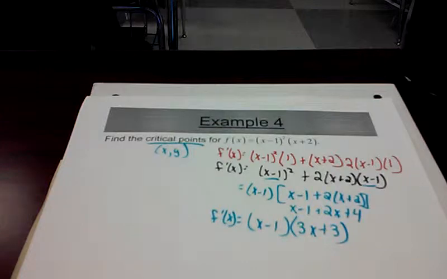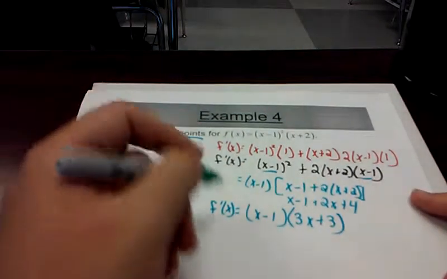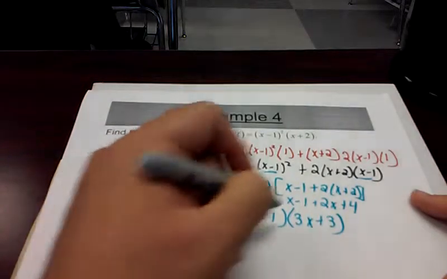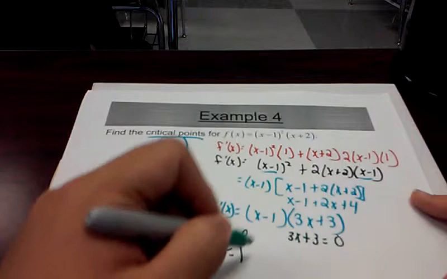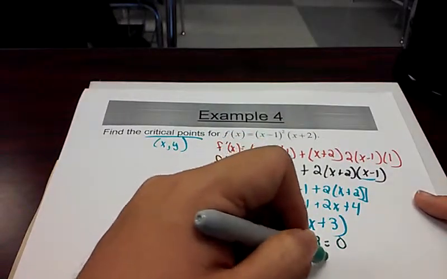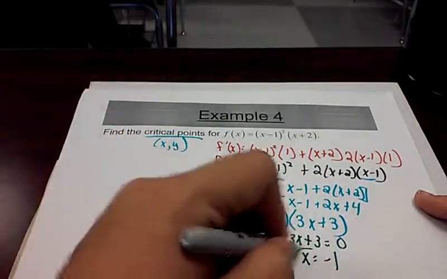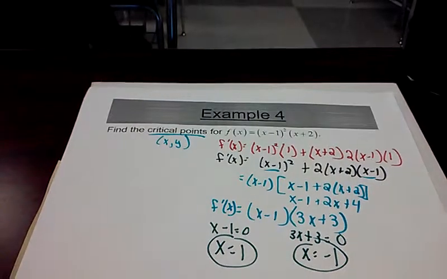And so what I want to do is find when the derivative is 0. So I'm going to set each one of these values equal to 0. So x minus 1 is equal to 0, and 3x plus 3 is equal to 0. This gives me x is 1, and this gives me x is negative 1. Now, those are the critical numbers, but it wants to know what the critical points are.